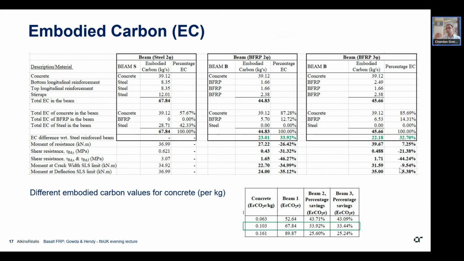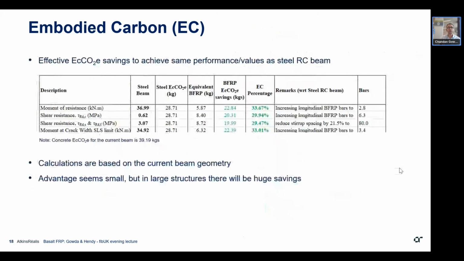So do I have real savings if I want to fulfill a specific requirement, for example, crack width? If I want to match my steel beam, and go on increasing the reinforcement, matching that performance, do I have savings with respect to BFRP? Yes, I still do, which is 22.3 kgs if I want to match the crack width. Similarly, in case of moment of resistance as well. So these calculations that have been carried out are with reference to a very small beam, as we have seen.